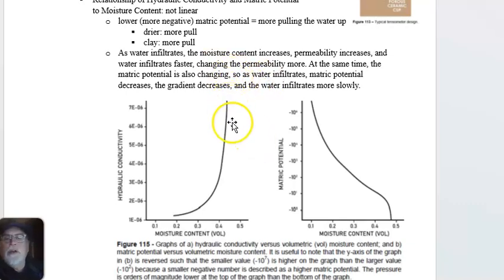So they have this little explanation in the text. I thought this was good. As the water infiltrates, the moisture content increases. And because the moisture content increases, it's going to the right here, then the permeability or hydraulic conductivity goes up. So then the water goes faster. So the more water you put in there, the faster it goes. And the matrix potential is changing. So its matrix potential decreases, the gradient decreases, and the water infiltrates more slowly. The point of all that was it's not a simple linear relationship between the hydraulic conductivity or the matrix potential and the moisture content. You get these curves in there.